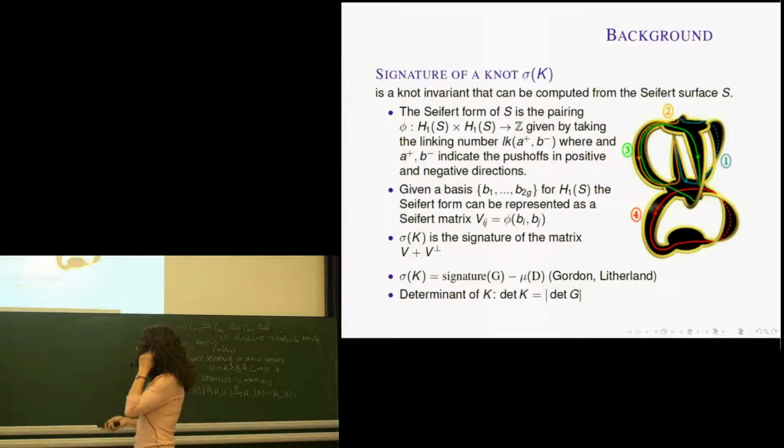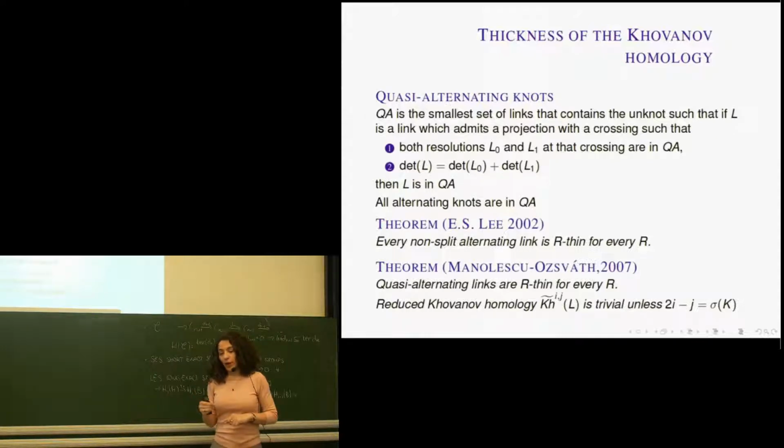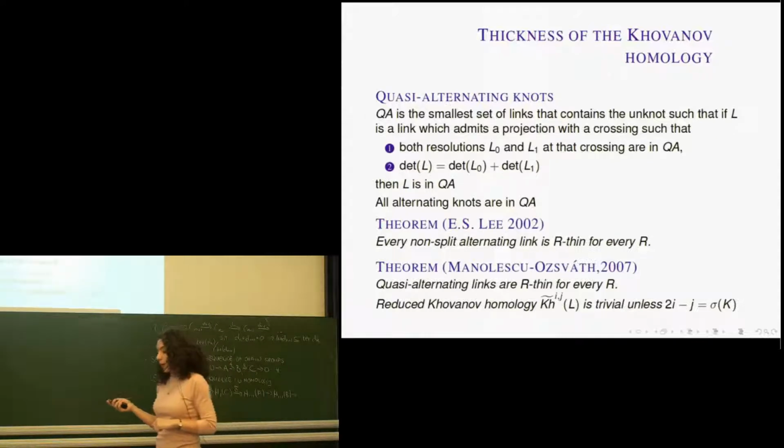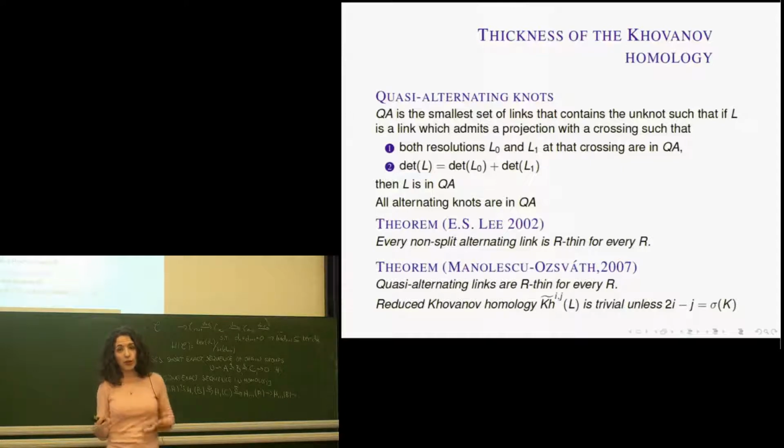Okay, so why am I telling you this? I'm telling you this because the signature of a knot will appear in a second, but determinants are actually used to construct a very natural generalization, very natural from the point of view of Khovanov homology, of the class of alternating knots. There are many generalizations of alternating knots. Somehow they're easy to work with. And this is one of them.